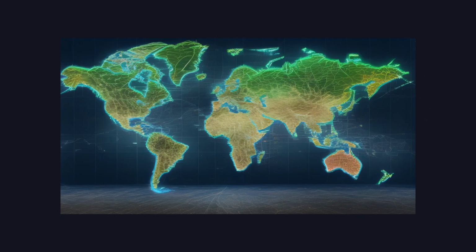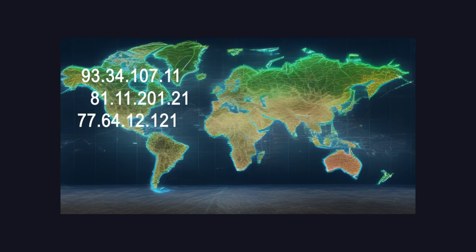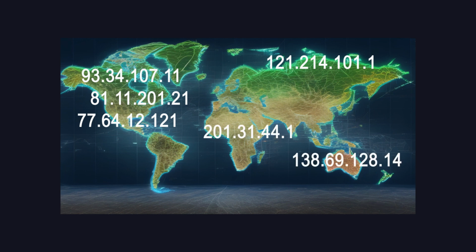IP addresses also have geolocation data attached to them. This means that your IP address can reveal your approximate location, which is why some websites can display local content based on your IP address.